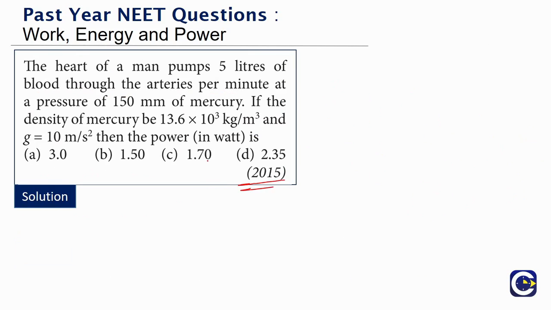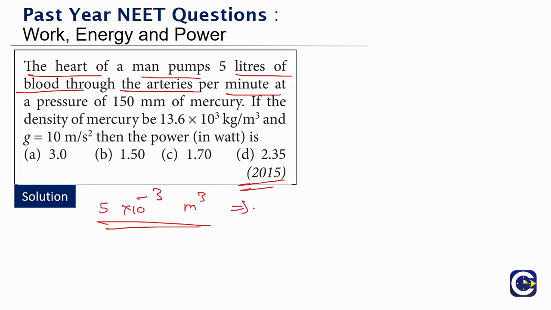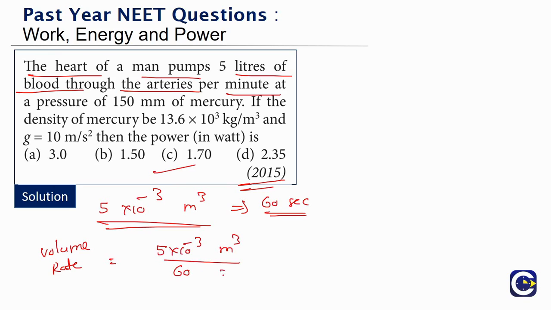Another question, 2015. The heart of a man pumps 5 liters of blood through the arteries per minute. Means 5 liters, right? Which is what? 5 into 10 power minus 3 meter cube. This much volume is pumped in 1 minute, means 60 seconds. So the volume rate at which the blood is pumped is what? The amount in terms of volume divided by the time, right? Which is 5 into 10 power minus 3 meter cube divided by 60 seconds. This is the volume rate of the pumping of the blood.